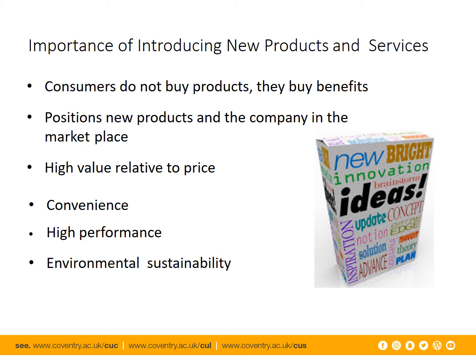It positions new products and the company in the marketplace: high value relative to price, convenience, high performance, and environmental sustainability. Ensure that you understand what all these different things mean. You should have done sustainability as well, and you should know where sustainability comes from. The 3 pillars of sustainability in terms of the economic value, the social value, and the environmental value, and how they're all linking together. And then the additional sustainability pillar, which is being talked about in terms of the ozone layer and the atmosphere. So understand what we mean by these terms.